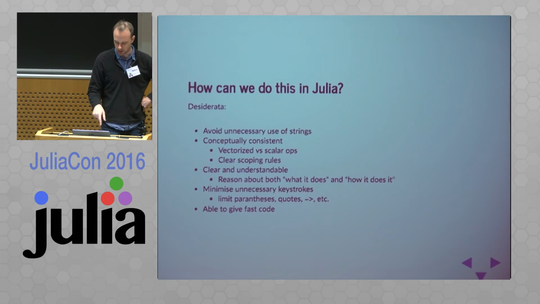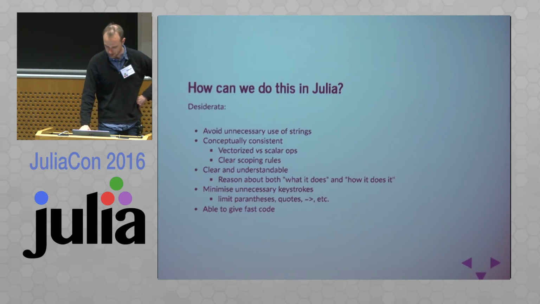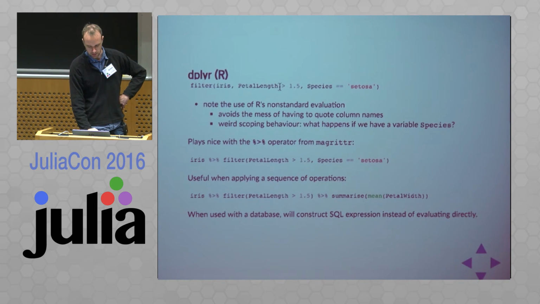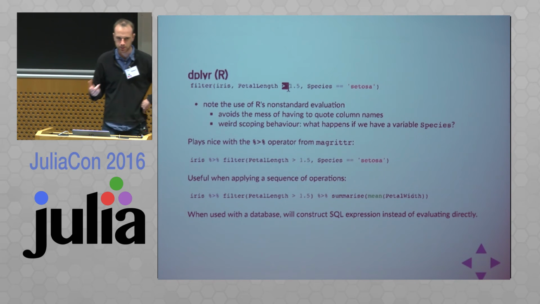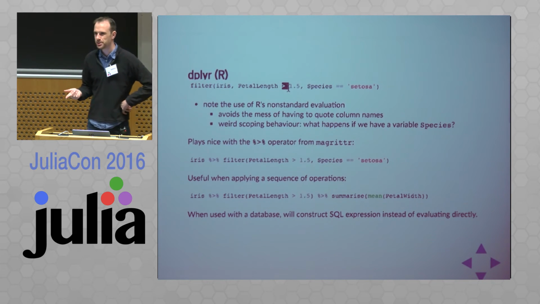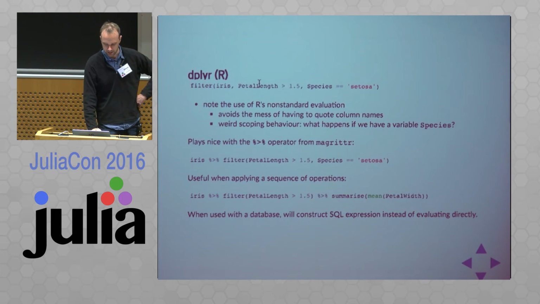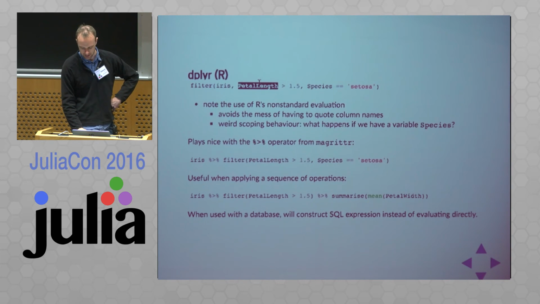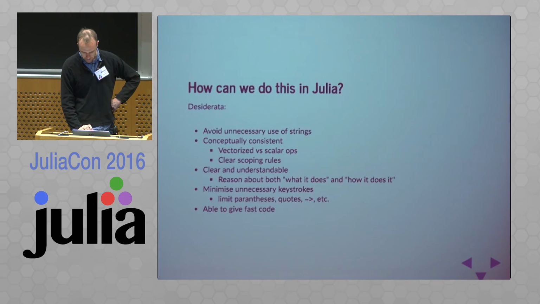You want it to be conceptually consistent, and this is particularly important in Julia, because Julia has always distinguished between vectorized and scalar operations. If you notice back in the R example, I just used the standard greater than rather than the dot greater than. So the question is, is petal length here a value? When you start worrying about vectorized operations, you have to think carefully: is this actually a column, or is it an element in a column? Those semantics matter, and I think it's important to be consistent there.